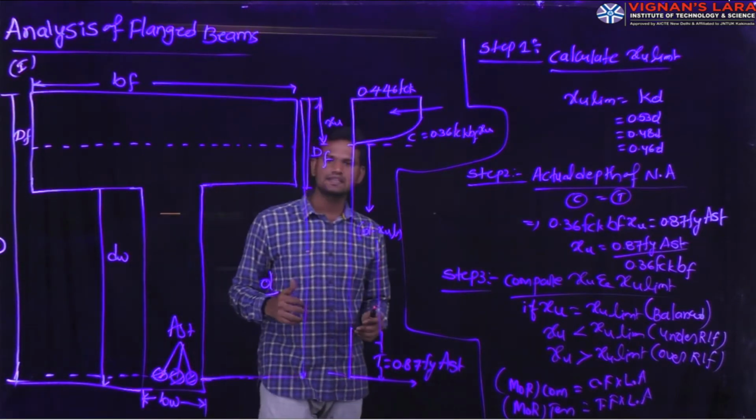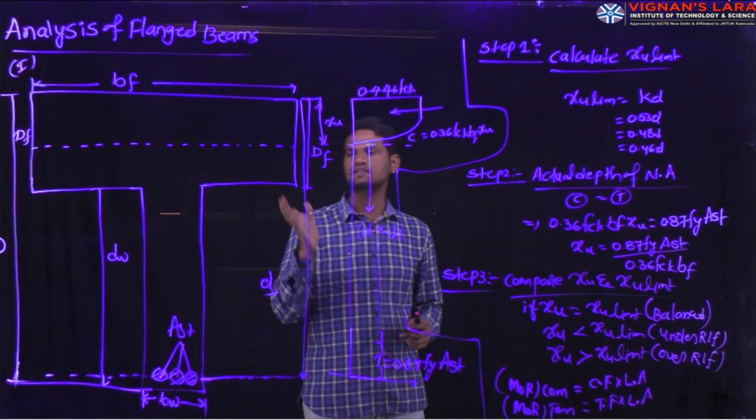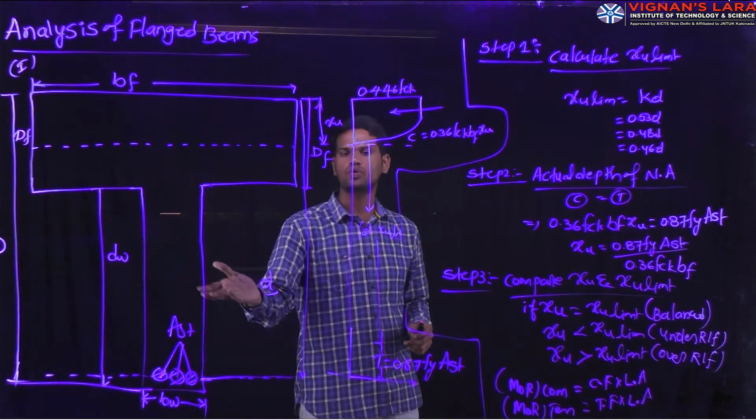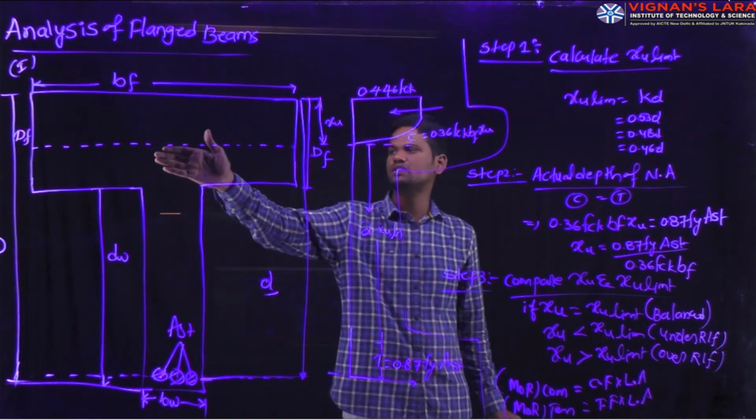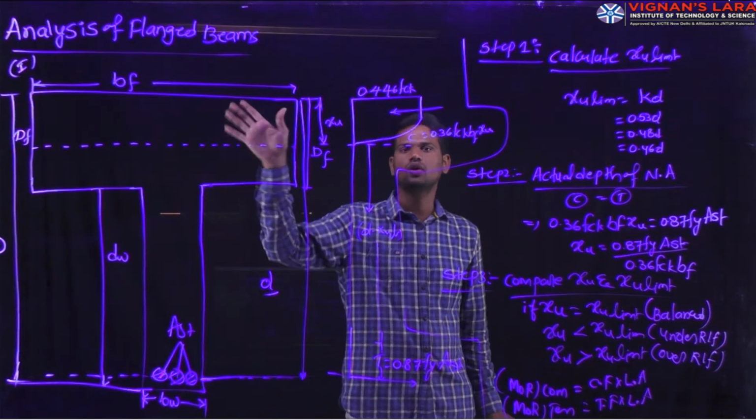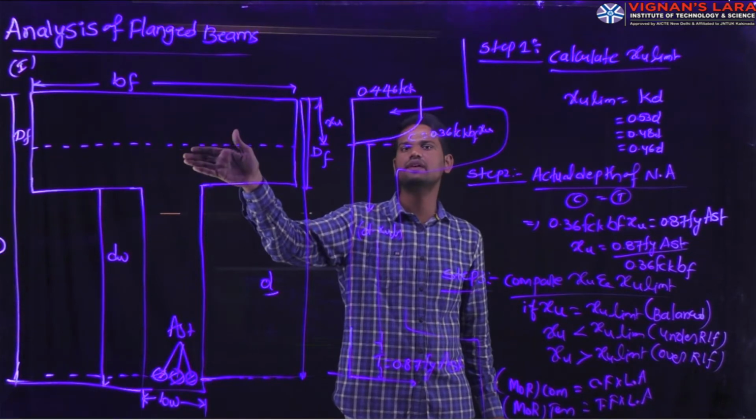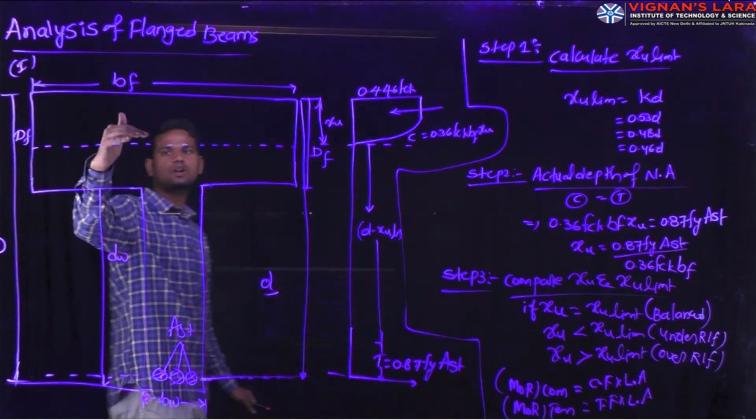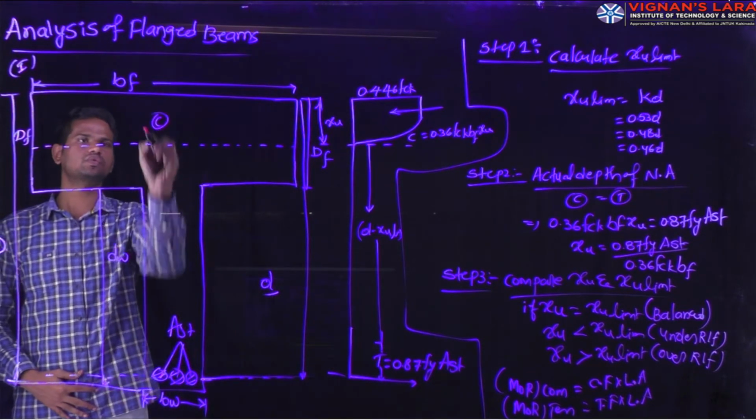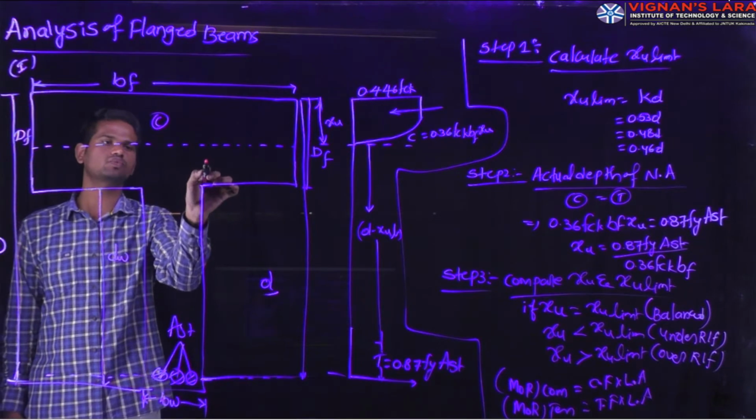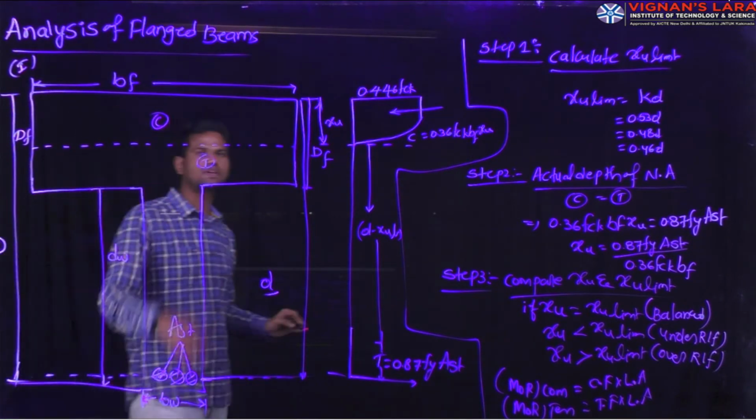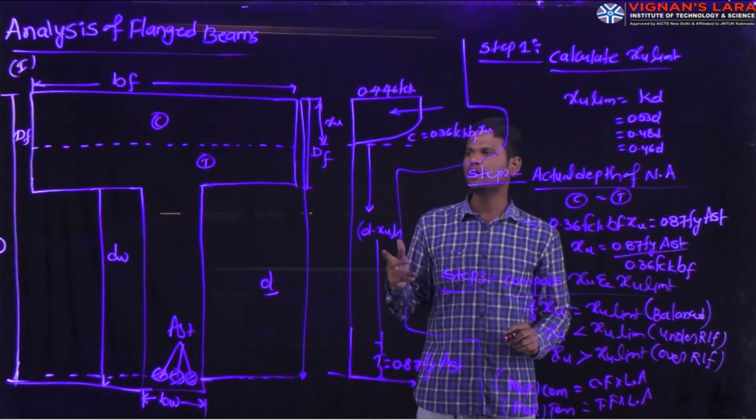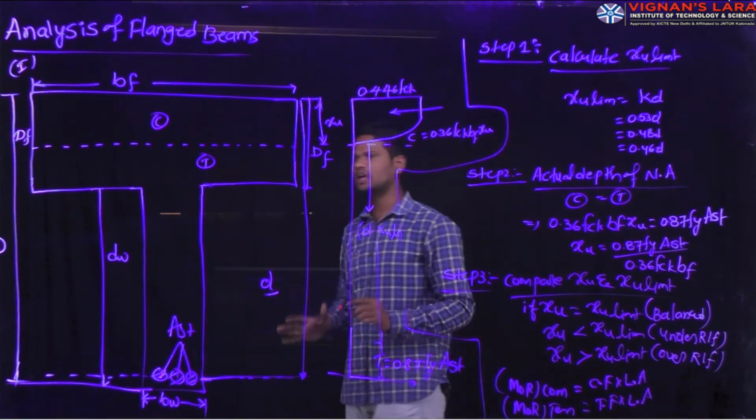In the second case, we consider that the neutral axis is within the web portion. In the first case, this is our neutral axis. The neutral axis is the axis which divides the compressive force and the tensile force. Above the neutral axis we have the compressive forces, and below it we have the tensile forces. For this particular beam, we calculate how much compressive force and tensile force are acting on the beam.